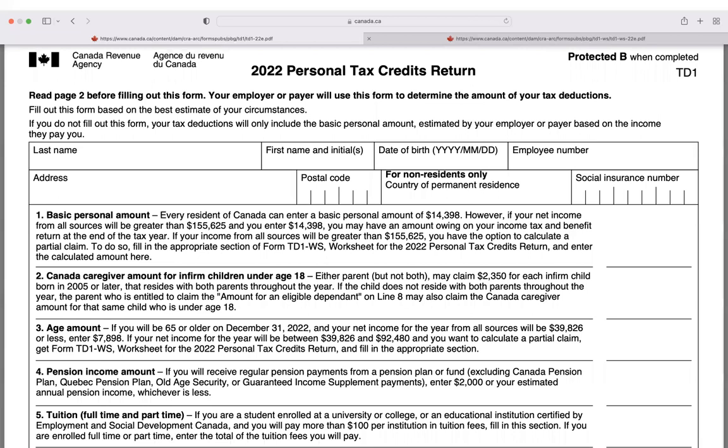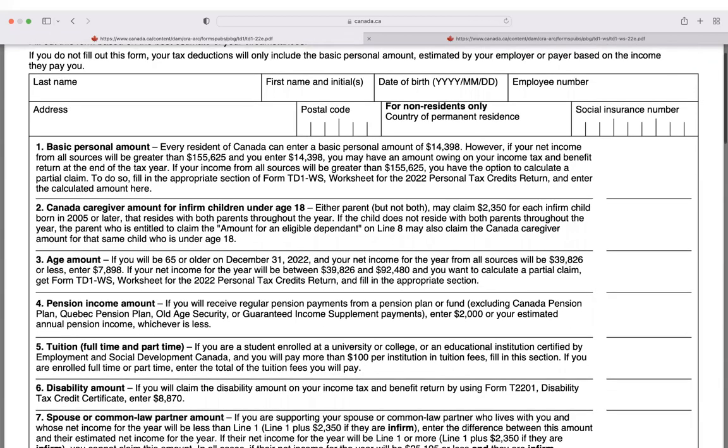So number three, age amount. If you will be 65 years old or older on December 31st, 2022, and your net income for the year from all sources will be $39,826 or less, then you enter $7,898 for the age amount. If your net income for the year will be between $39,826 and $92,480, you want to calculate a partial claim using the worksheet.